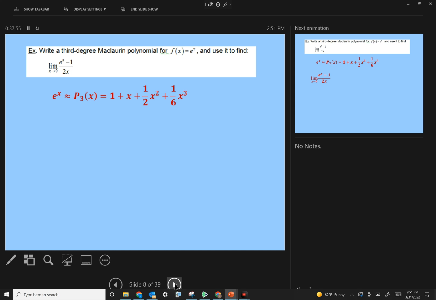Now, I went ahead and wrote this because this is our polynomial that's estimating e to the x, right? I'm not saying you have to write that, but this is estimating e to the x. Look at the rest of the question. It says use it, meaning use the polynomial, since we're thinking of that as being equivalent to e to the x, to find this limit. So in other words, we're going to do this limit, but in place of e to the x, we're going to put in that polynomial. So you're going to have the limit of polynomial minus 1 over 2x.